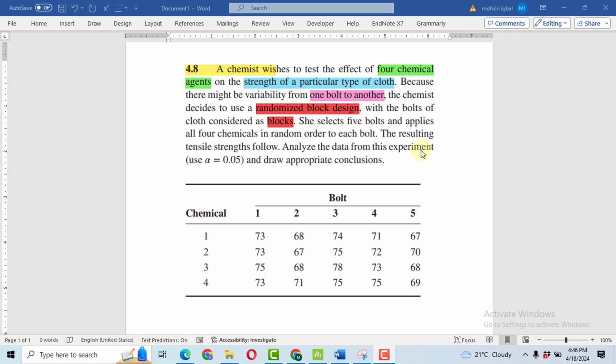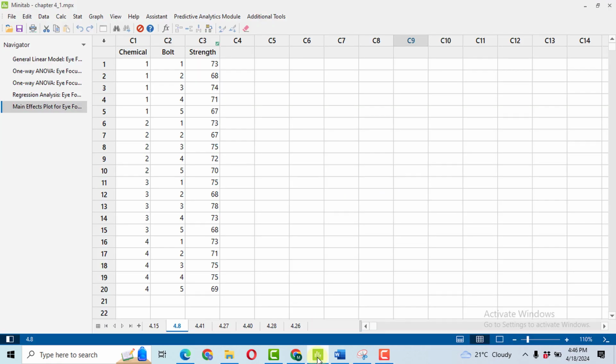So I will perform the analysis in the Minitab software. To save time, I have entered the data already in Minitab. First of all, you will have to write the names of parameters or factors and then the response variable. I have written the name of my treatment, that is chemical, then the name of the blocking factor, bolt, and then tensile strength, or just strength.